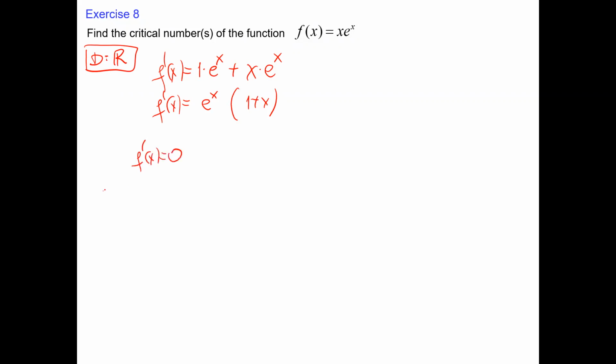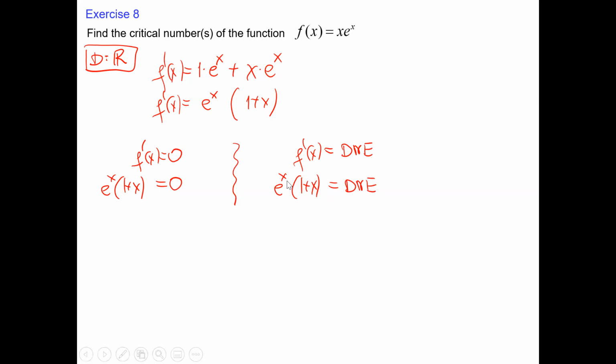derivative is 0 if e to the x times 1 plus x equals 0. And derivative is undefined if e to the x times 1 plus x is undefined. But let's start with this. This expression is always defined. We have no denominators, so no 0 there. e to the x is defined for any number. So we have no solution.